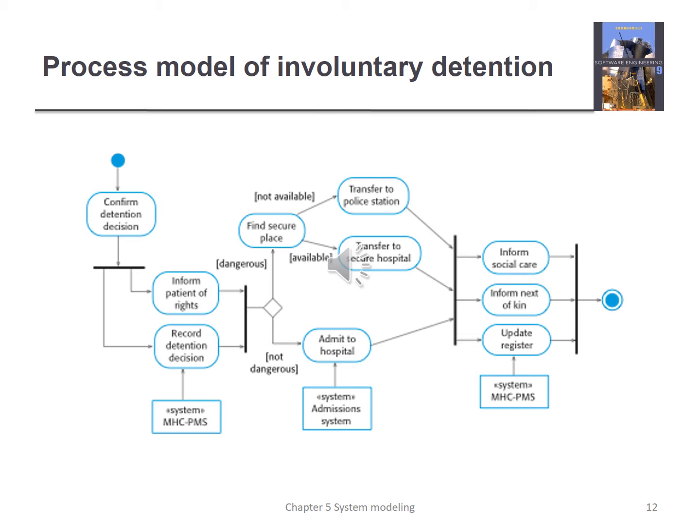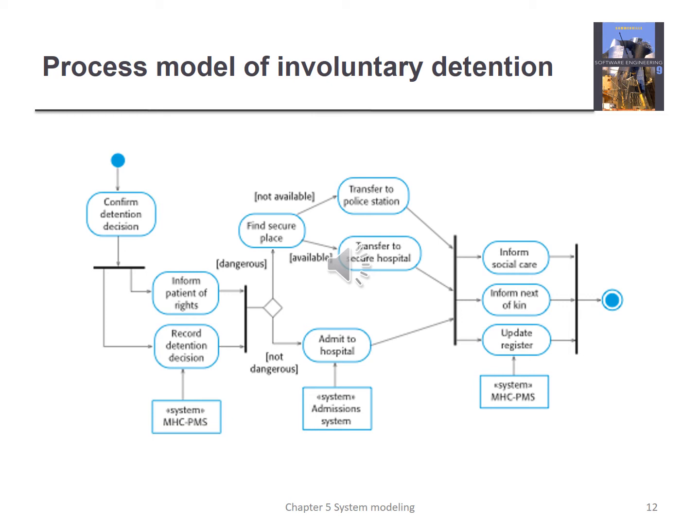Then it goes to the admission system, where we're going to admit that patient. Are we going to admit him to a hospital, whatever? So they have to decide, find a secure place for him, and see if he is really dangerous or not dangerous. If it is a dangerous person, they have to find a secure place for him. So you could transfer him either to a police station, or send him to a hospital with a secured environment. But if he is not dangerous, you just admit him to the hospital.